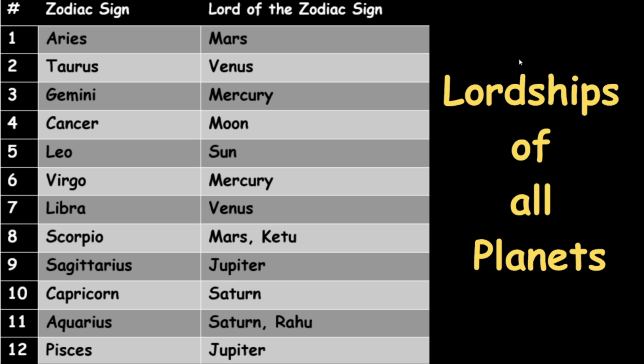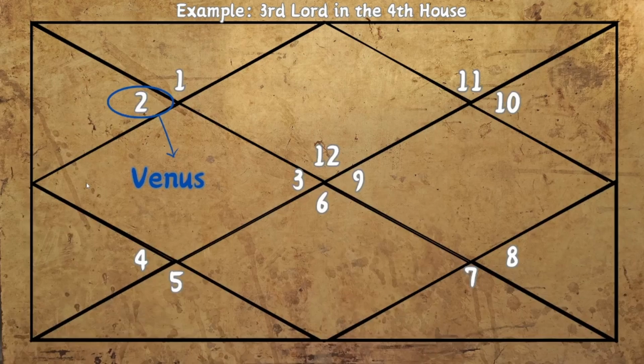Now look at this table to see which planet is the lord of which zodiac sign. If you see this table, Mars is the lord of two zodiac signs, which are Aries and Scorpio. Venus is the lord of two zodiac signs, Taurus and Libra. So in this way, each planet has a department to handle either one or two zodiac signs. Now let us try to understand that with an example.